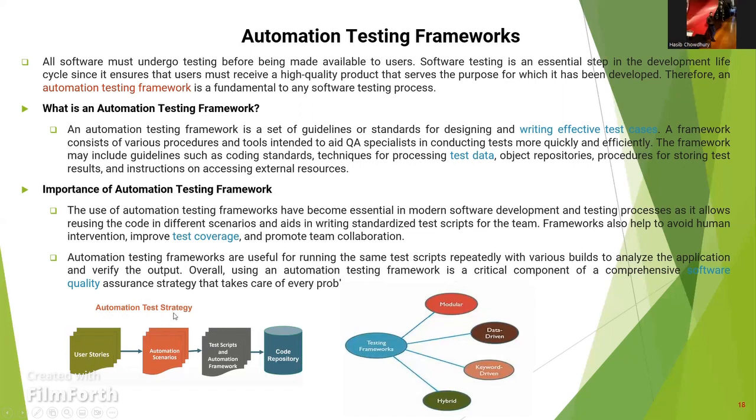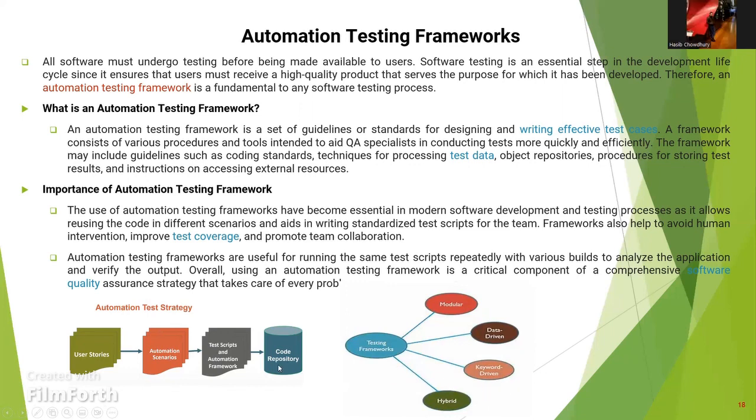So there is automation test strategies, user stories, and then you create the automation scenarios, and then you create the test scripts and the automation framework, and then you keep all these things in the code repository, right? And for testing frameworks, there are several you can use, like modular framework, data-driven framework, keyword-driven framework, and hybrid framework. So, four.